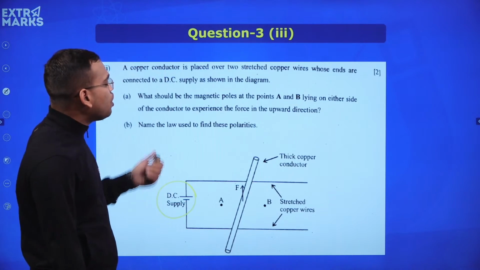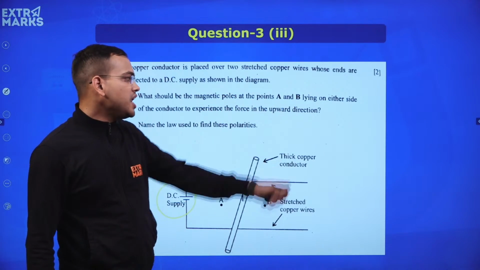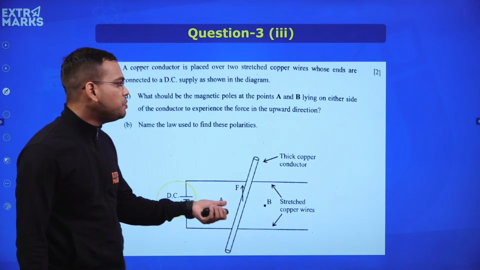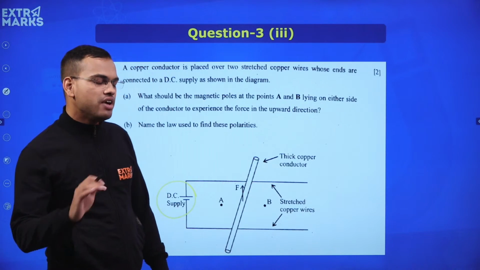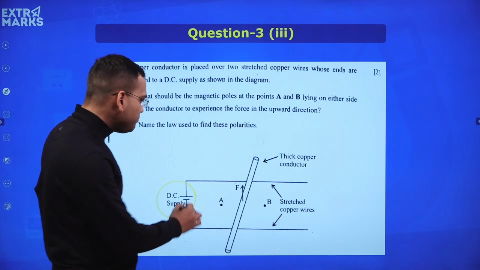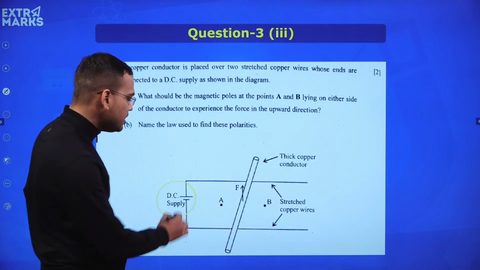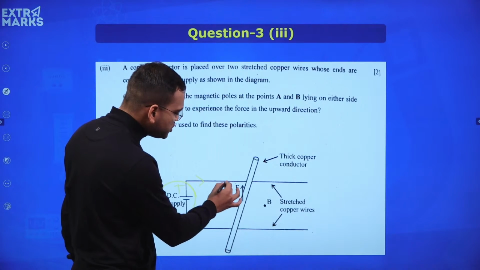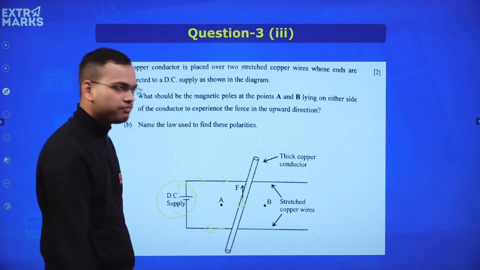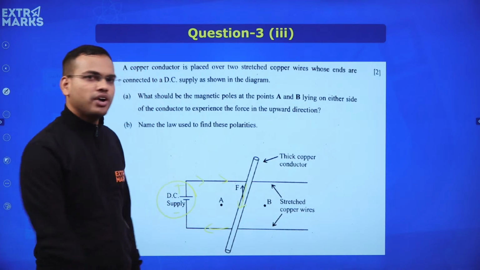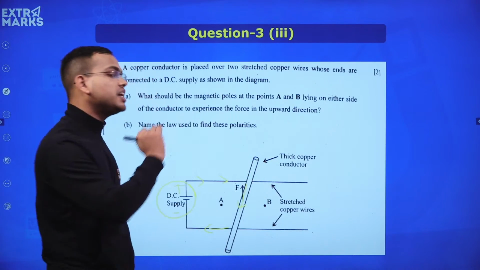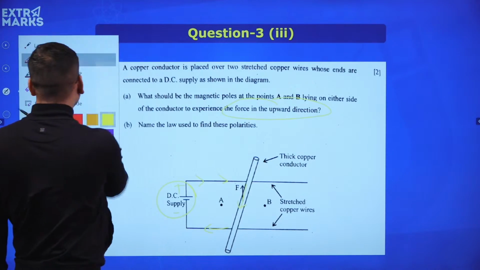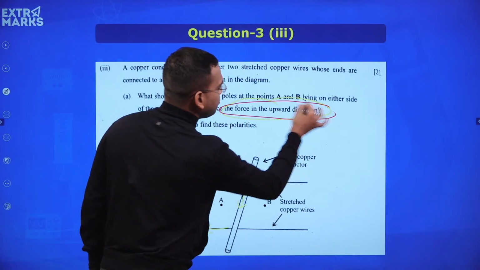So what should be the magnetic poles at the points A and B lying on either side of the conductor to experience the force in the upward direction? Very simple. If this is the positive terminal and this is the negative terminal of the battery, then the current will flow in this direction. Now we know the direction of current. The question wants the force in the upward direction.